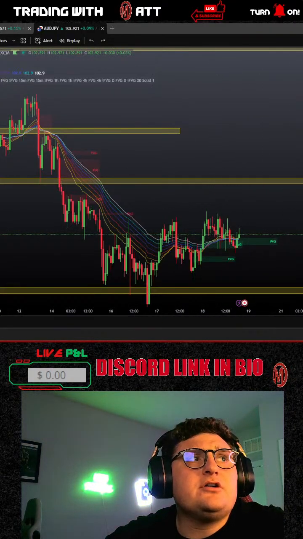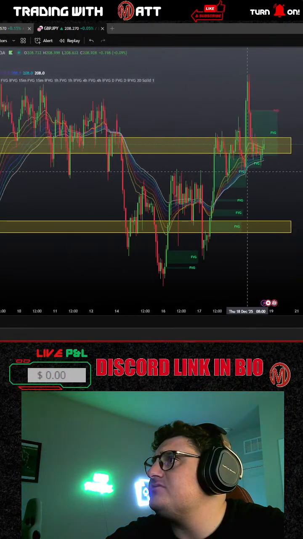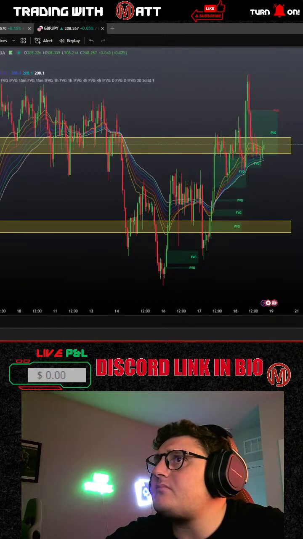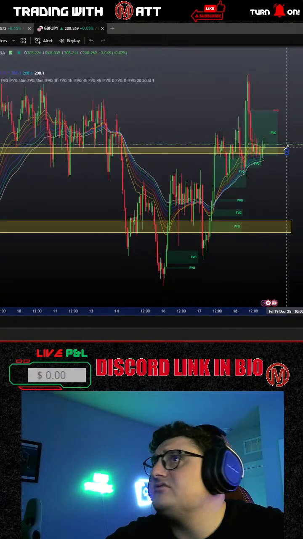Moving on, we're going to look at GJ, which is, I know a lot of people like to trade GBP JPY. It's a very popular pair that's traded during the Asian session. We can take a look at this one.